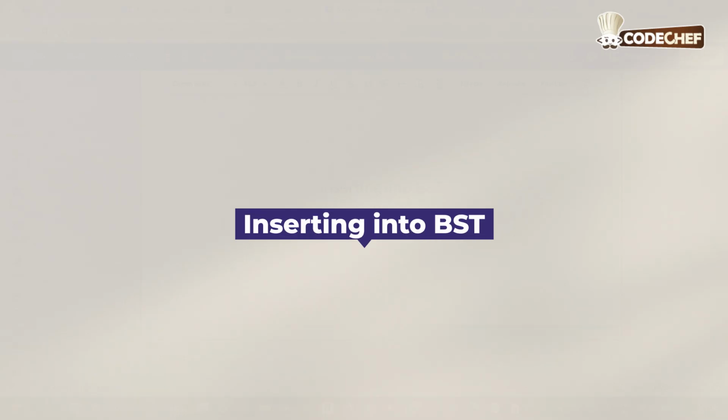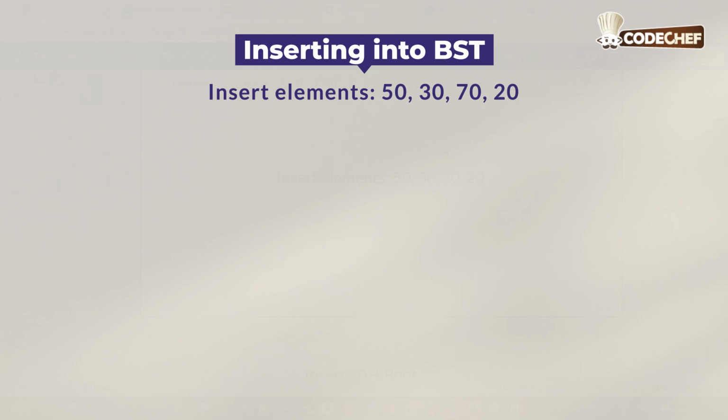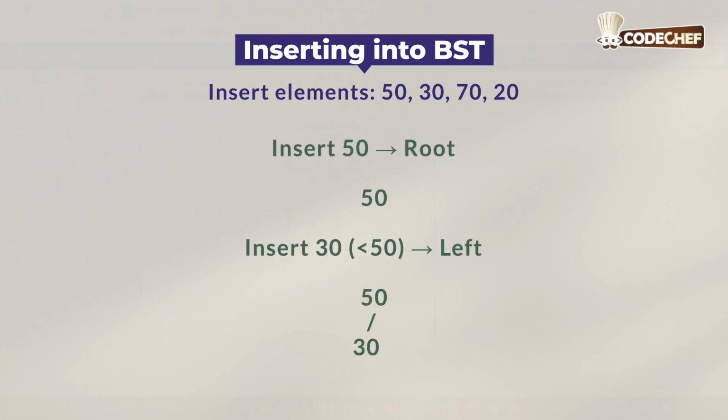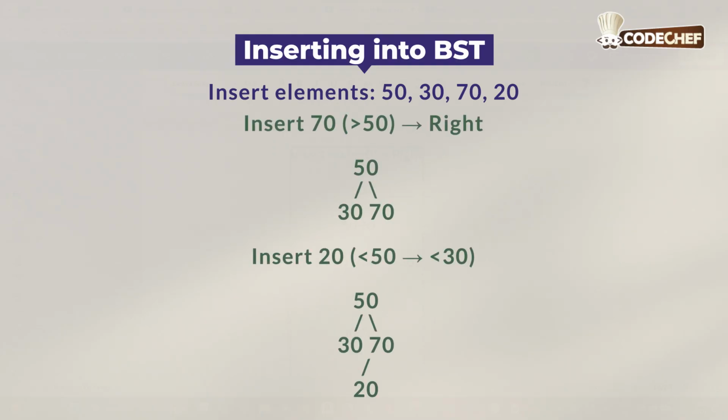Inserting into BST. We have to insert elements 50, 30, 70, 20 for example. First we insert 50 as the root, and suppose we are picturing 50 as the root, then we insert 30 to the left of it since it is smaller, and then we have 70. Since it is greater than 50, we insert it to the right. Then we have 20 to be inserted, and we insert that to the left of 30. So this becomes our final BST. This is what we have created.